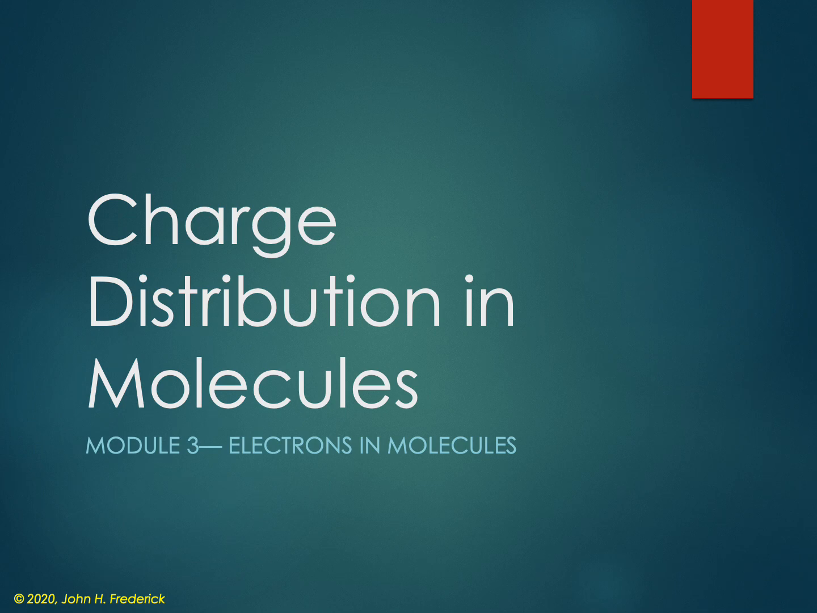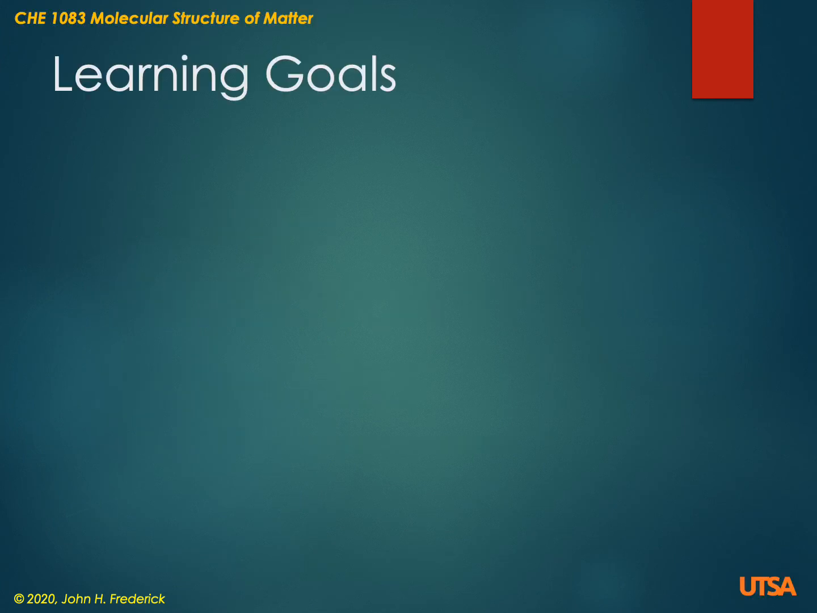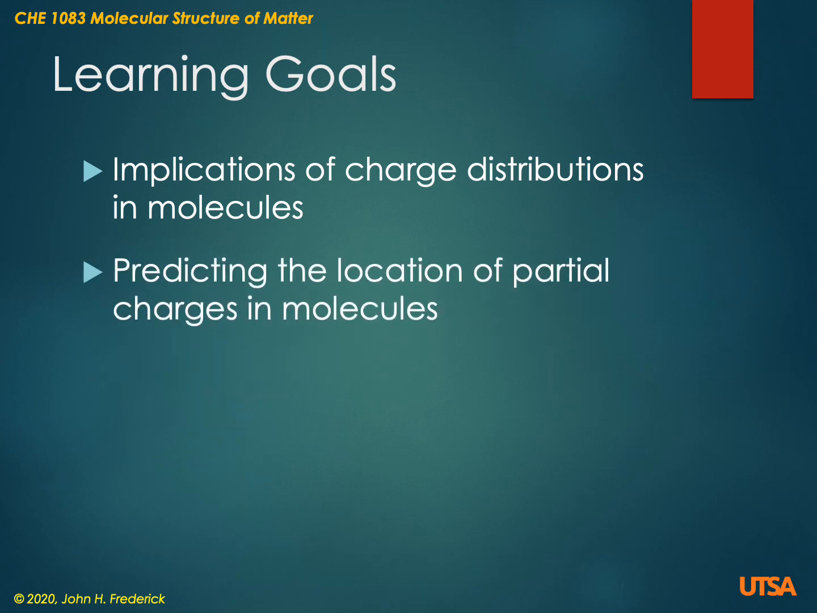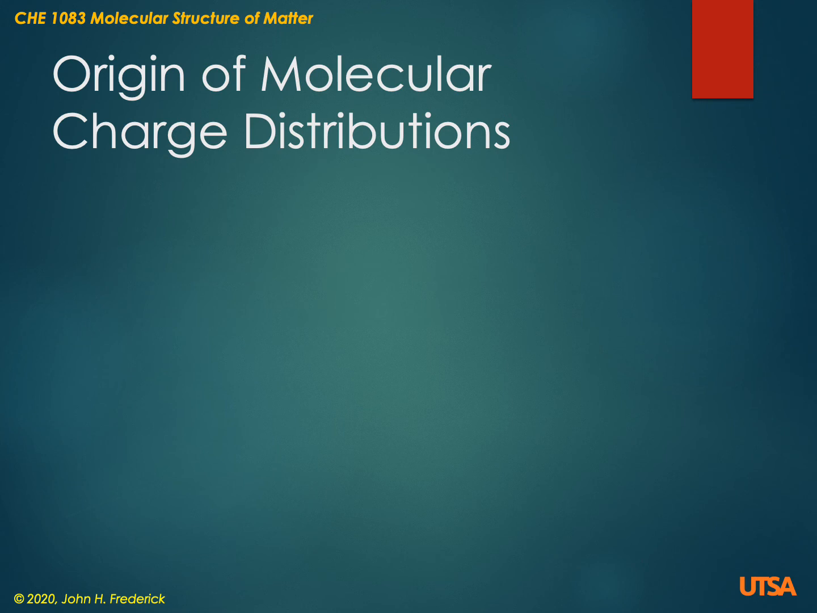Now that we've established the concept of electronegativity and the role that it plays in establishing polar bonds, let's see what this means for larger polyatomic molecules. Our learning goals in this video are to look at the implications of charge distributions of molecules, and then to predict the location where we might find partial charges, that is partial negative or partial positive charges in those molecules.